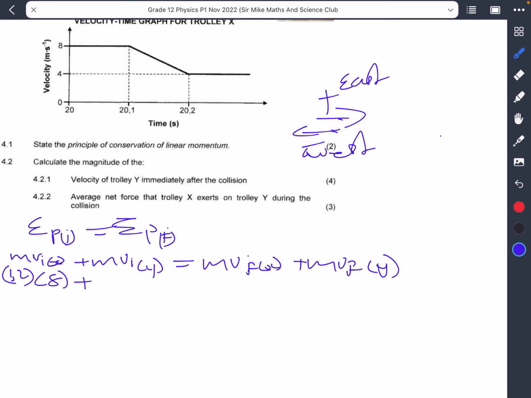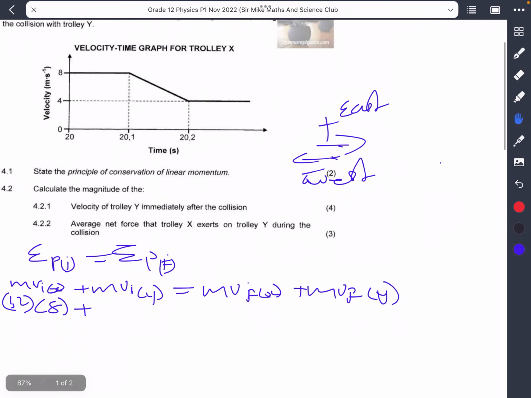So in this case that would be plus the mass of trolley Y, which was 0.5 if I'm not mistaken. Let me just scroll up again. So in this case that was 0.5, multiplied by 0. They say that it was initially at rest, so this would be 0.